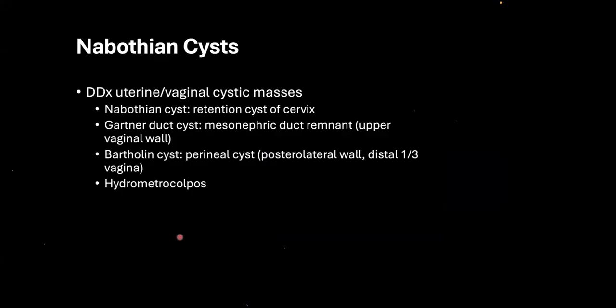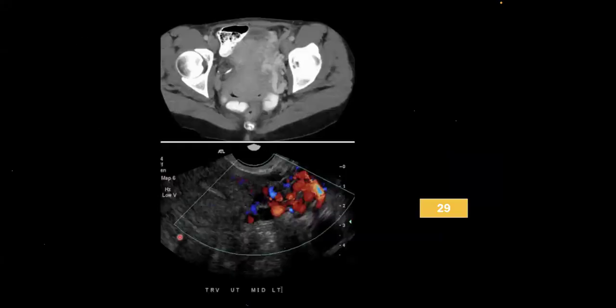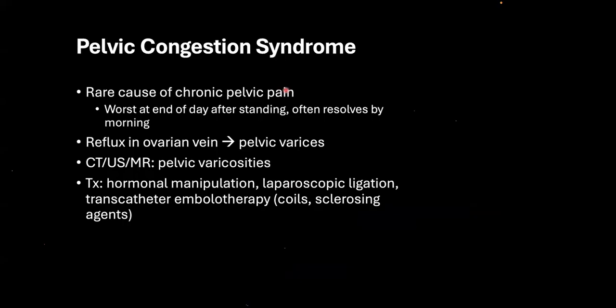Nabothian cyst, very common. Everybody got it correct. Okay, so few of you called it AVM, but actually the vascularity is around the paravesical region, right? So parauterine, paravesical region, it is outside. Right. Pelvic congestion syndrome. Very good. Okay, so why does it happen? There is reflux in the ovarian veins. Because of that, there are pelvic varices.